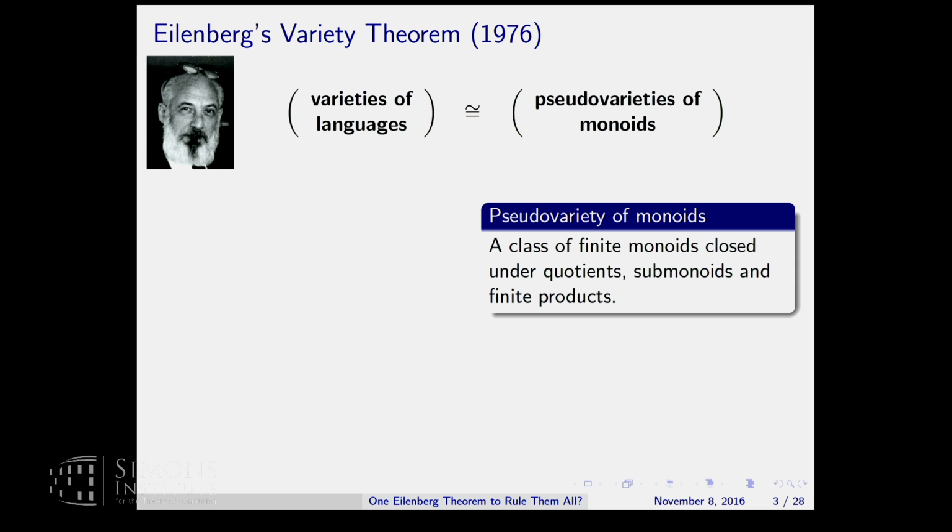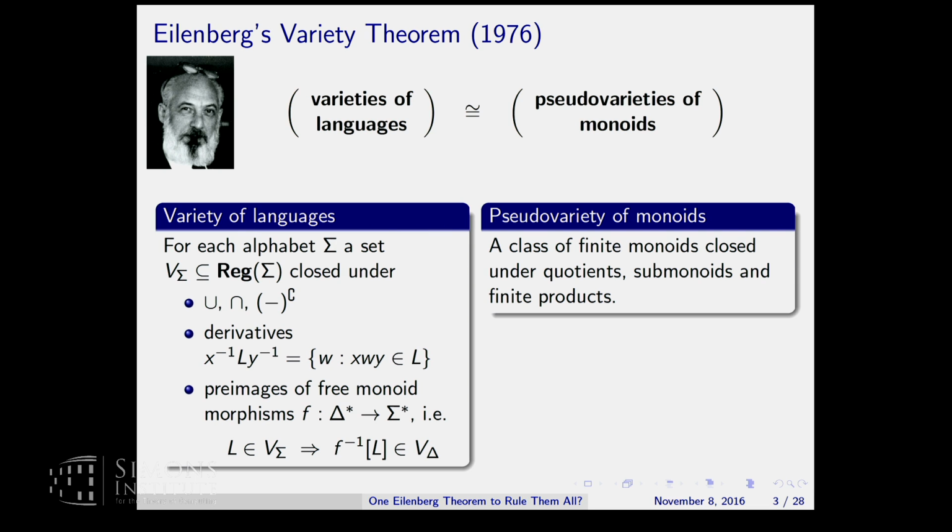Varieties of languages, on the other hand, are classes of regular languages. Here that's stratified by fixing an alphabet, but is ranging over all alphabets. And these classes are supposed to be closed under the Boolean operations, under language derivatives, and under pre-images of monoid morphisms between free monoids. So if you've got a monoid morphism from Delta star to Sigma star, and a language L in V Sigma here, then its pre-image is in V Delta. Okay, so that's Eilenberg's classical variety theorem.